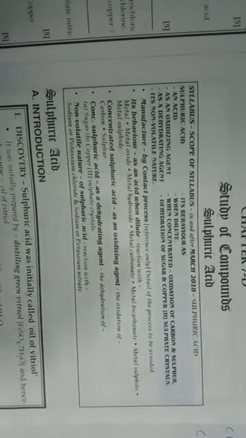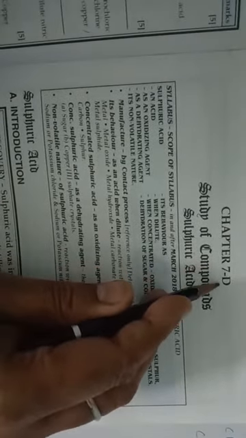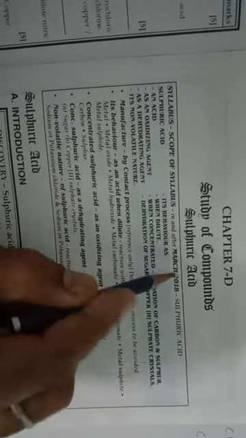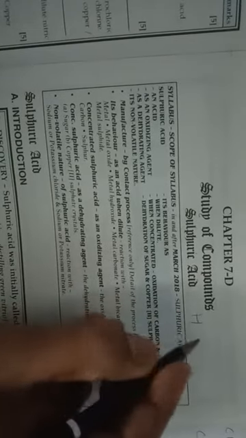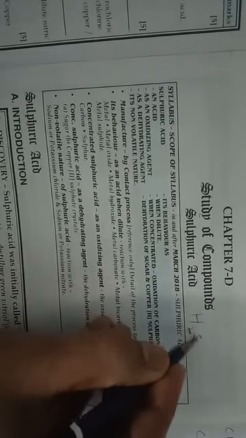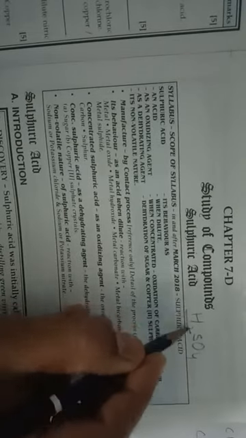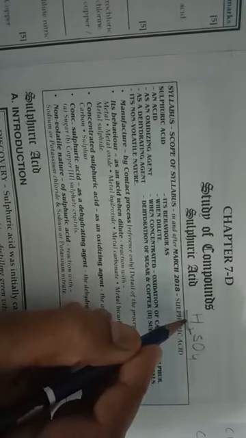Hello children, in this lecture we will start chapter 7, part D, study of compounds, and the compound is sulfuric acid. The molecular formula of sulfuric acid is H2SO4 and it is a diprotic acid. Its basicity is 2.